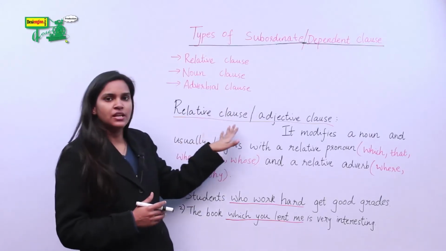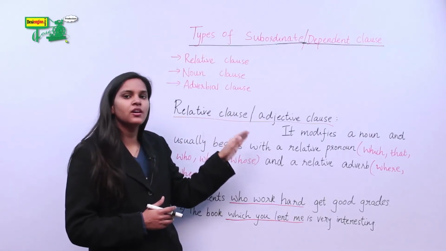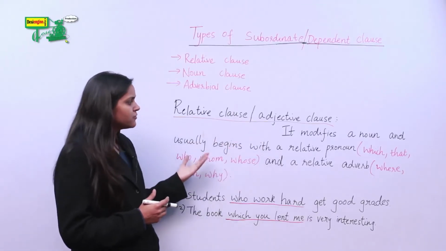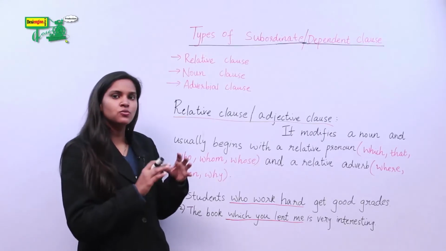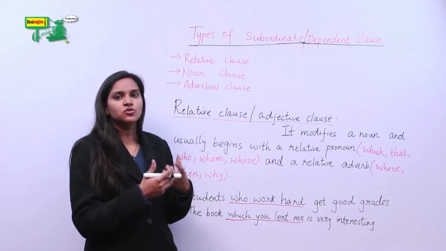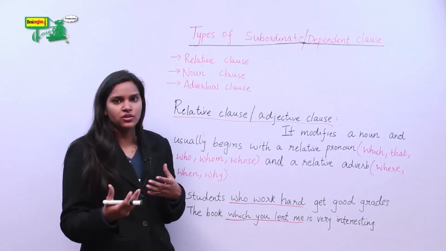Let's start with relative clause, which is also known as the adjective clause. The main function of an adjective clause is to modify the noun, that is, to give additional information about the noun.